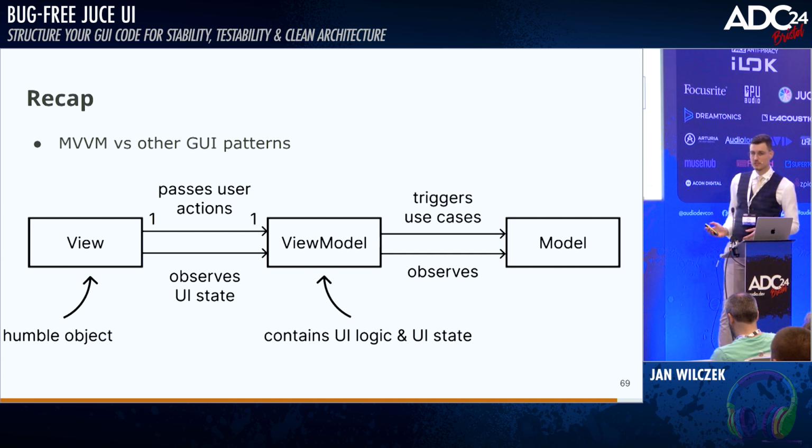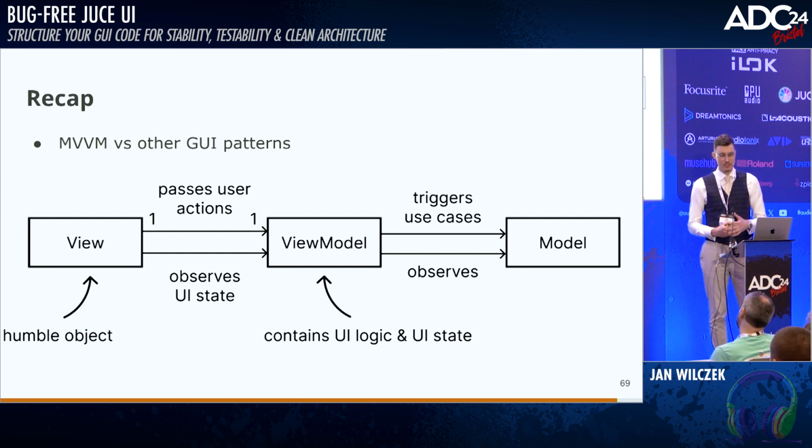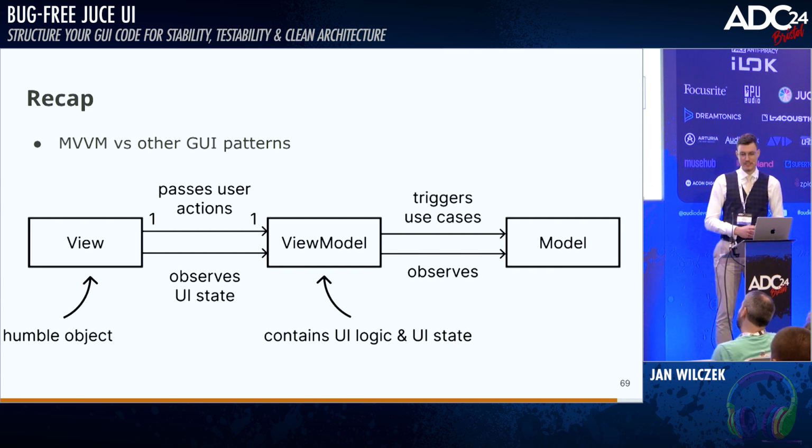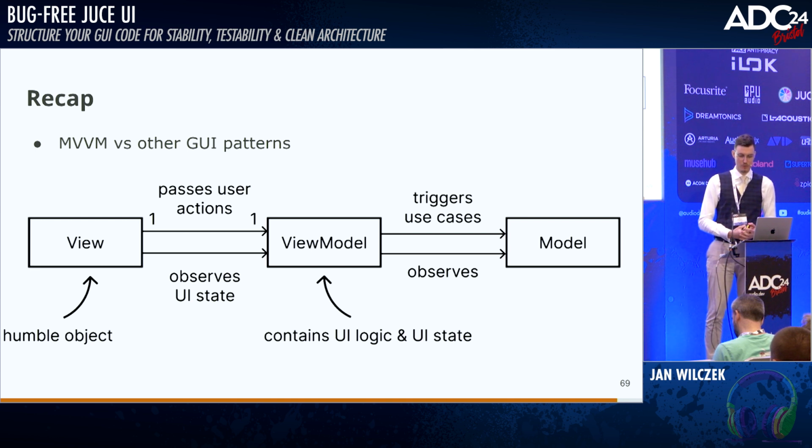We have the model, which is high-level abstract, and the view model contains UI logic and UI state, and it triggers use cases on the model, and it observes the model for changes. And completely separate from the model is the view that simply passes user actions to the view model and observes changes for the UI state to decide if it should repaint itself. And then the view itself is a humble object that we don't unit test.